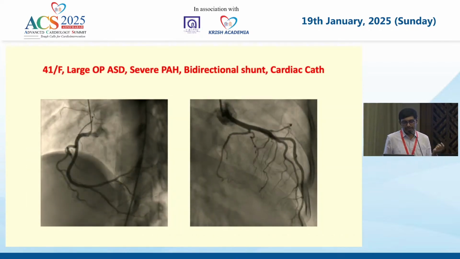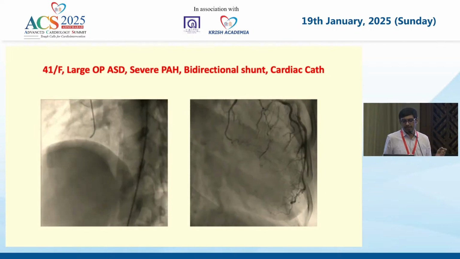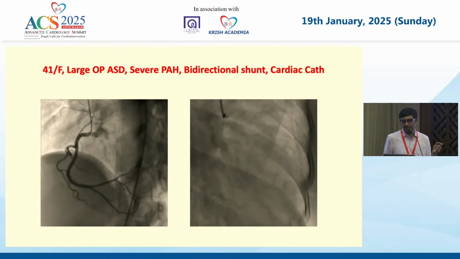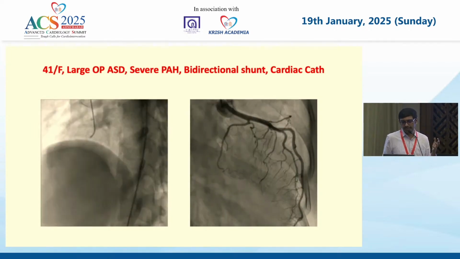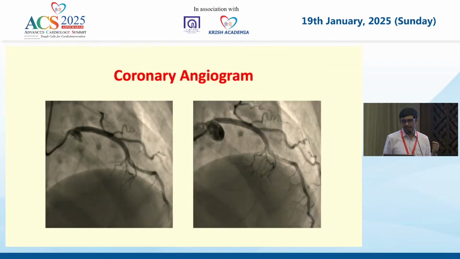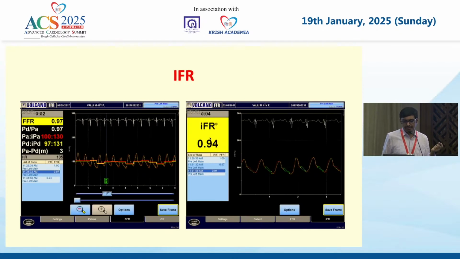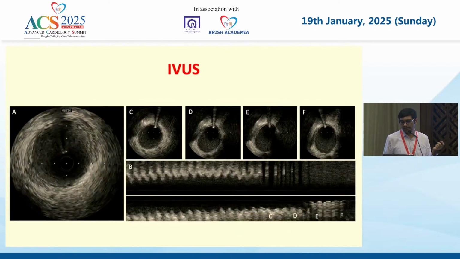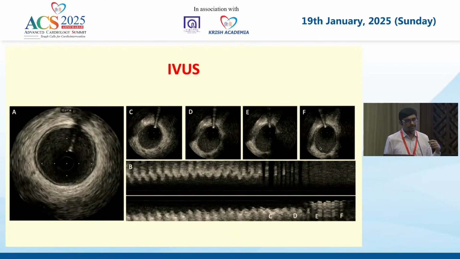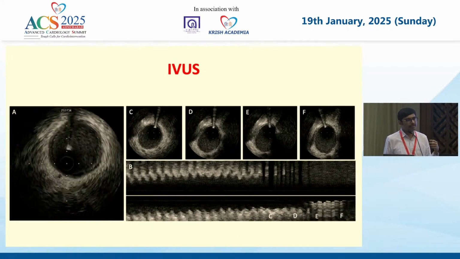This is another patient, 41-year-old female, ostium primum ASD, severe PH, bidirectional shunt. This patient did not have much angina, but during cardiac catheterization, this was what the pediatric cardiologist observed. So we did IVUS imaging and an iFR for this patient. iFR is 0.9, and you see that the lumen areas, even though it appeared very narrow angiographically, is a well-preserved lumen area.